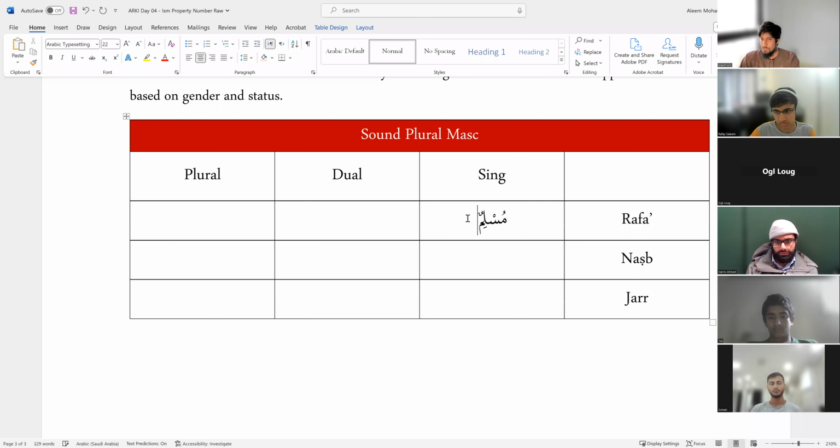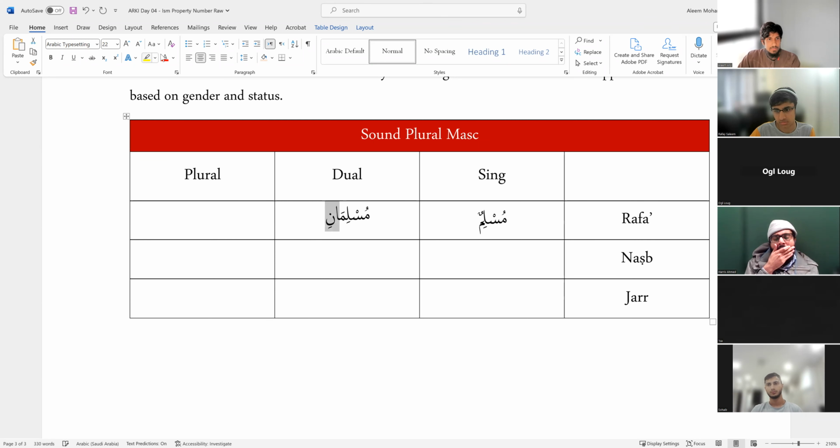Muslimun, which you guys are aware of. You've seen that before. Muslimun. But what happens when we take an ism that's in a state of rafa and we bring it into the dual? Well, it's going to take on an ani ending. Muslimani. And this will now mean 2 Muslims. So this is Muslim, this is 2 Muslims. Ani for rafa.